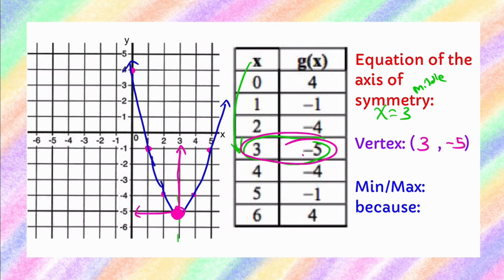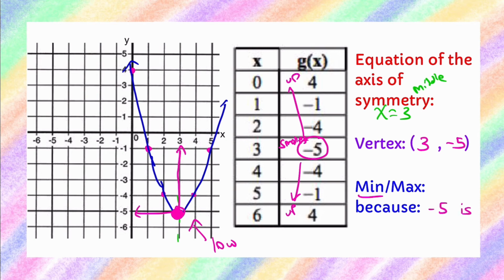The minimum or the maximum. Well, looking at the graph, I can see that I have a low point. So it'll be a minimum, but also -5 is in the middle. -5 is smaller than all of these other numbers here. These numbers are going up. So -5 is the smallest. So this would be a minimum because you could even say -5 is the smallest y value.